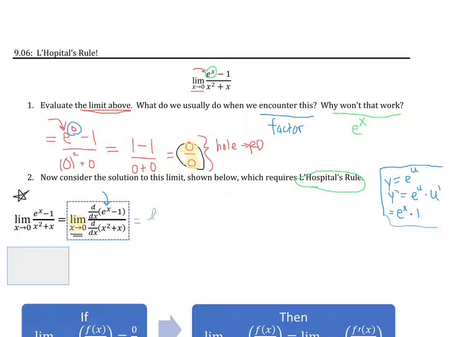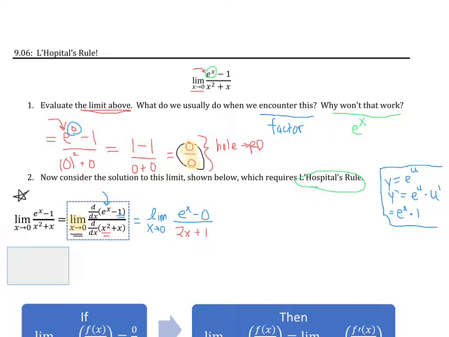Anyways, we're going to continue to rewrite this as the following. Limit as x approaches 0. And now we're going to actually rewrite what the derivatives are. So we now know that the derivative of e to the x is e to the x times 1, or just e to the x. Well, what's the derivative of negative 1? That's just going to be minus 0. Okay, now we have to take the derivative of the bottom. So the derivative of the bottom is going to be 2x. The derivative of x is going to be plus 1.